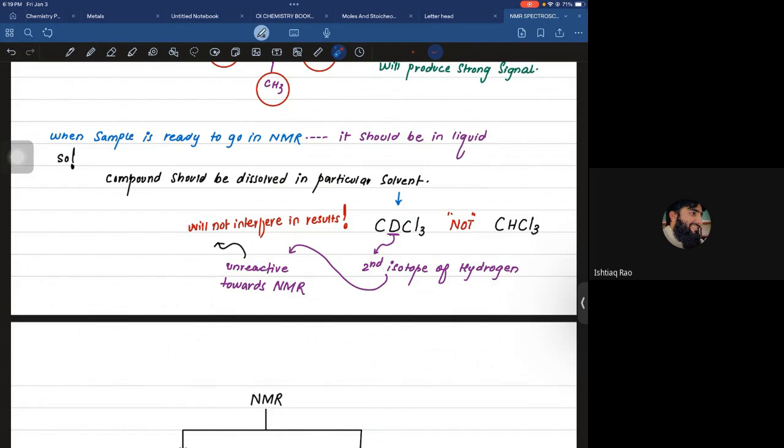The sample should be liquid. Remember, the sample should be liquid. So I'm supposed to dissolve the sample in a particular solvent. Obviously, we have a lot of solvents like water, like alcohol, like hexane, a lot of organic solvents. So the solvent should be the one which is not supposed to interfere in that peak.